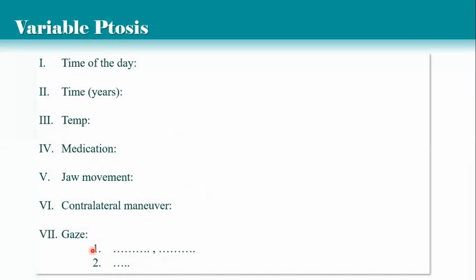According to the gaze, for example, the ptosis might improve on down gaze due to lid lag as in congenital ptosis, or may get worse on down gaze as in involutional ptosis, or may get improved on, let's say, adduction or depression, like in aberrant third nerve regeneration. Okay.